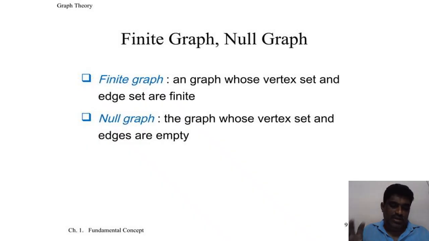Example, the graph contains 10 vertices and 15 edges. In a real-time example, 10 cities having 15 roads. And next, move to null graph. The definition of null graph: the graph having no vertices and no edges, that means empty. The vertex set and edge set are empty.